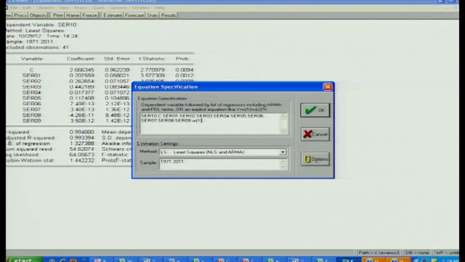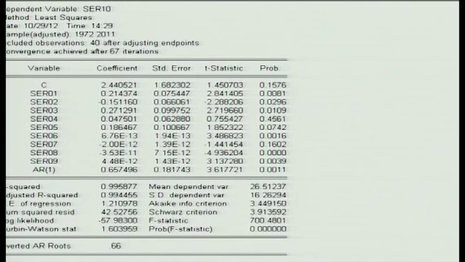AR1, and this is autoregressive 1. It is the first order autocorrelation coefficient, and here are the results. That is the remedial measure. This is GLS, OLS applied to the transformed model.